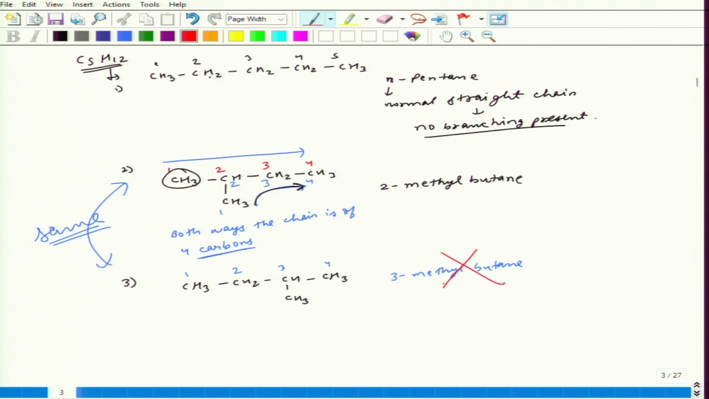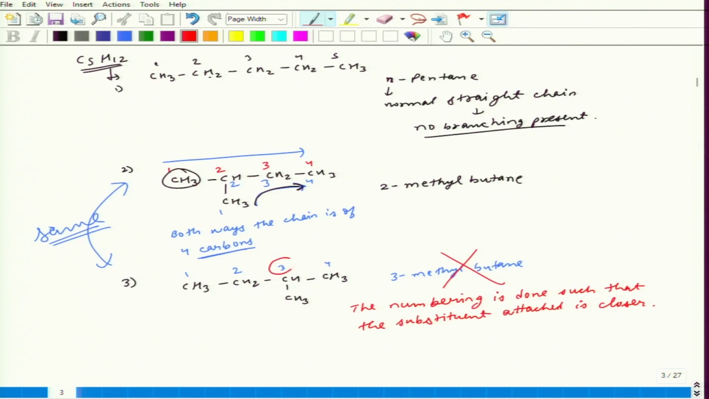The numbering starts actually from where the substituent is closer. So, the numbering is done such that the substituent attached is closer.